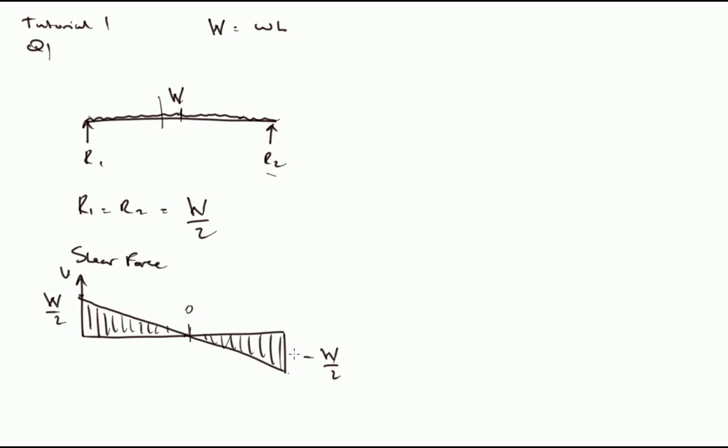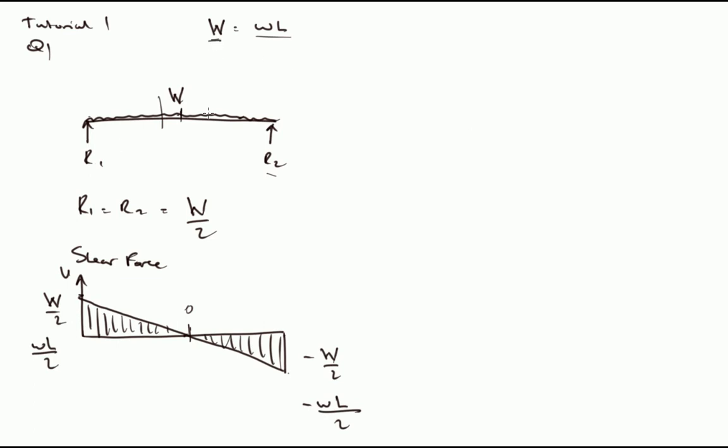Shear force diagram. If we were giving that in terms of small w, so force per unit length, then that would be minus wL upon 2, and this would be wL upon 2. Okay, because wL is equal to capital W, which is the total load.